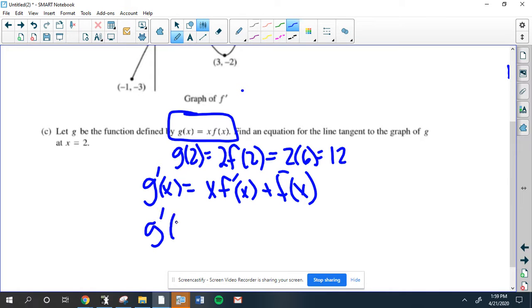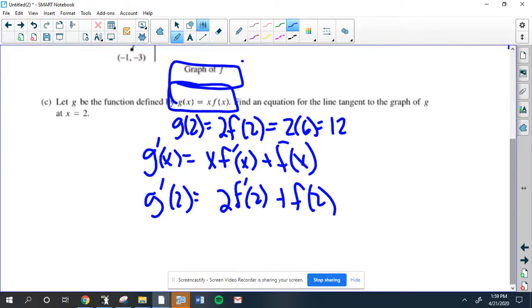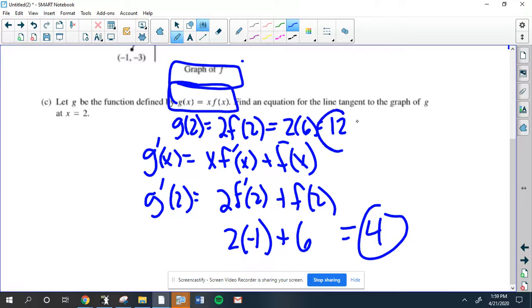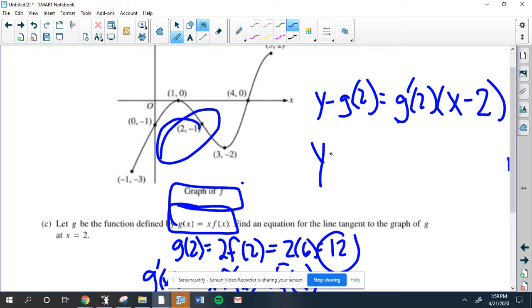g prime of 2 then is 2 times f prime of 2, plus f of 2. f prime of 2 is on the graph of f prime. f prime of 2 is -1. f of 2 is given to be 6. 6 minus 2 is 4. So these are the two numbers we have to plug in. y minus 12 equals 4 times x minus 2. Done. That's it.